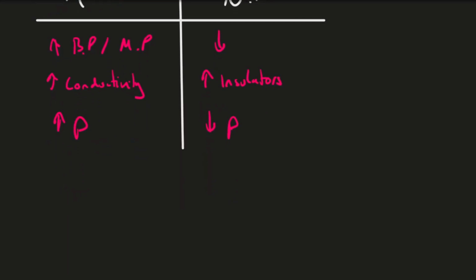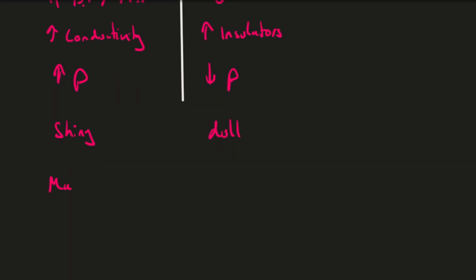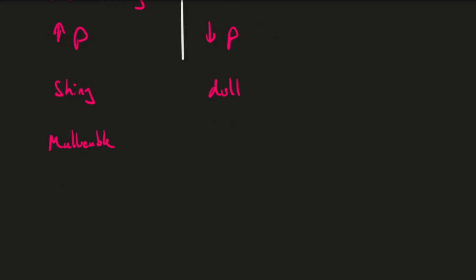We can say in terms of the appearance, metals tend to be quite shiny when you polish them, whereas non-metals are dull. Even when you polish them, they stay dull. Metals are what we call malleable, and what malleable means is basically you can hammer them into shape, whereas a non-metal is what we call brittle, and what that means is if you try to hammer it into a different shape, it will just snap or break.